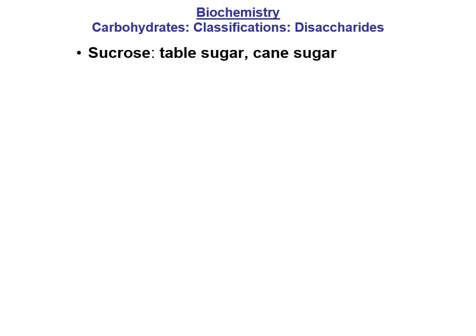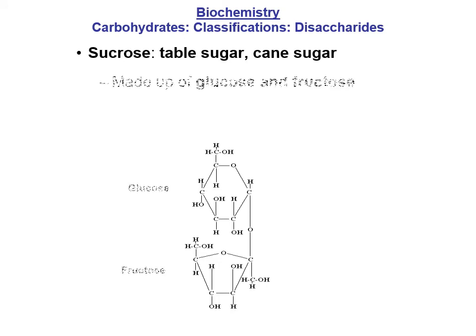The other disaccharide we're going to look at is sucrose. Sucrose is table sugar. It's what comes out of sugarcane. It's made up of both fructose and glucose. So glucose, again, is blood sugar. Fructose is fruit sugar, and it's the sweetest, and that's why table sugar is very sweet, because it contains fructose, the sweetest of the monosaccharides. So those are the two disaccharides we look at, lactose and sucrose.